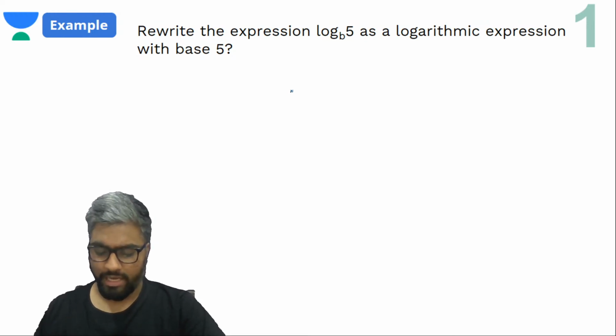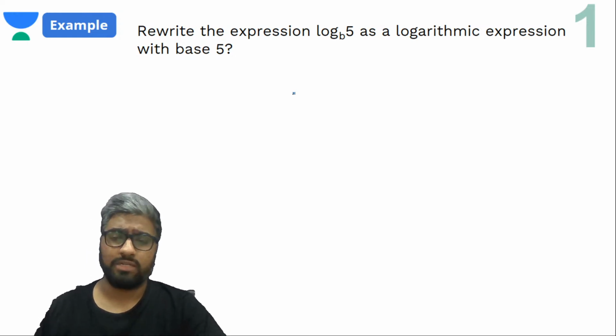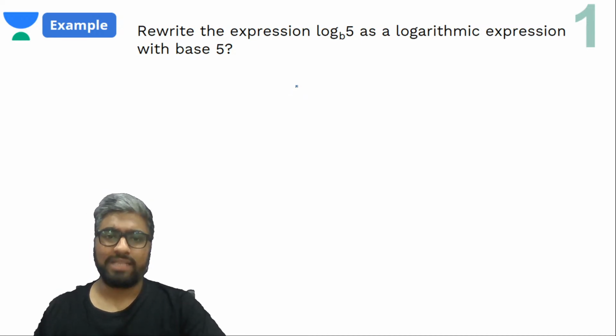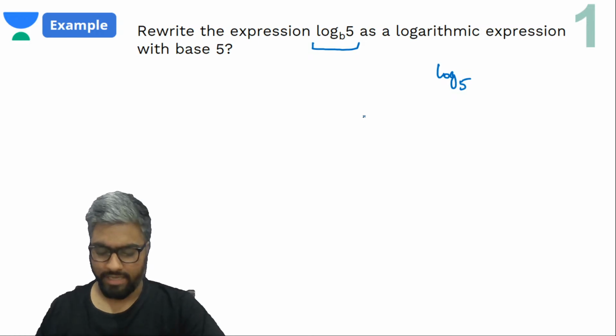Shubham, the second rule once more? Okay Shubham, we will do one thing, we will do it with an example, right? It will be understood better. All right, so what's happening here? They want us to rewrite this particular expression with base to be 5. So how would you rewrite this?